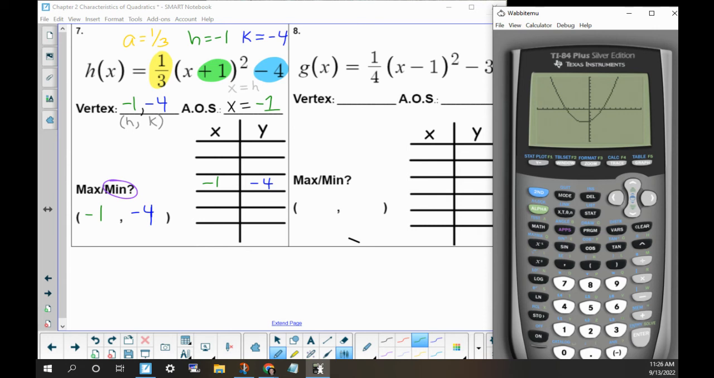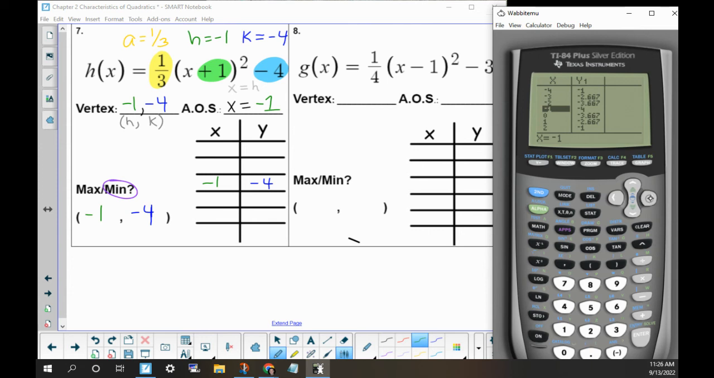And there it is. But what do I need to go to? I need to go to my table. And how do I go to my table? Again, second graph. This is easy. And guys, because it's a fraction, I'm going to have decimals. Do I want to use decimals? No. So I'm going to scroll up to my vertex. And there it is. I've got -1, -4. But I don't want to use the other numbers that are decimals.